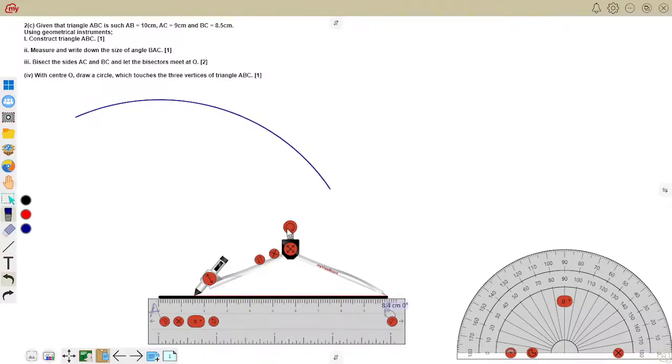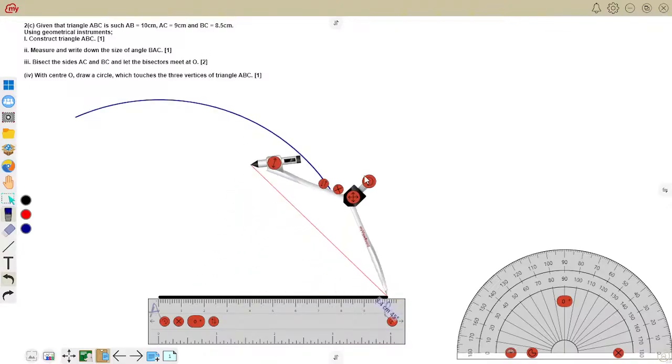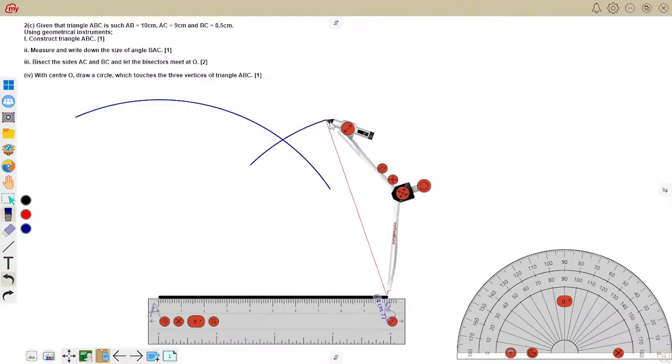This arc will be shorter. I'm going to bring my compass there and draw the arc like that. It is shorter because you know where the other arc is. You can draw a longer arc, it's okay. Once we have done that, we get the compass.